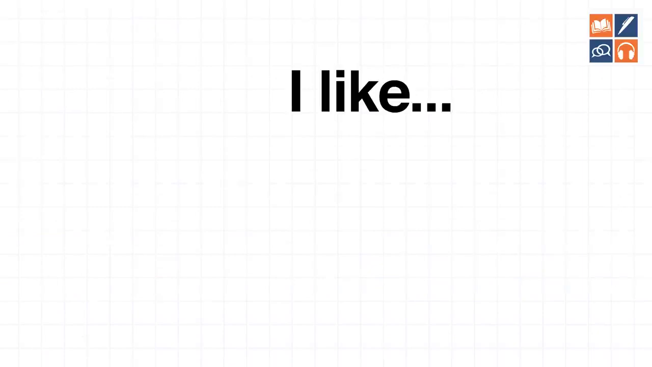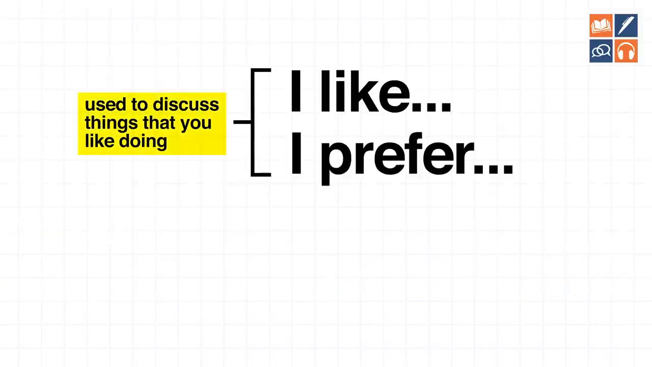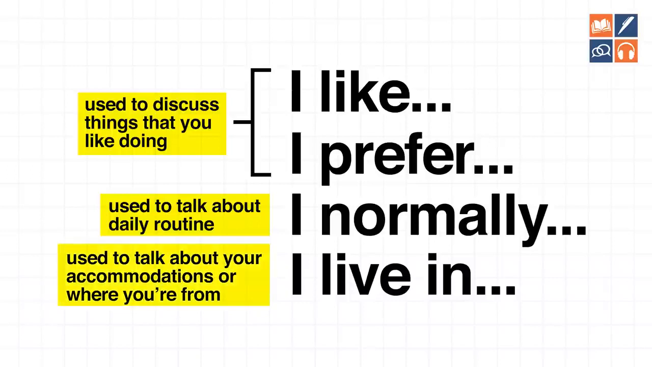We use I like and I prefer to discuss things that we like doing. We use I normally to talk about daily routines. And we use I live in to talk about the accommodation that we live in or maybe talk about where we're from. Again, you're probably extremely surprised that these high-level students use such simple language.